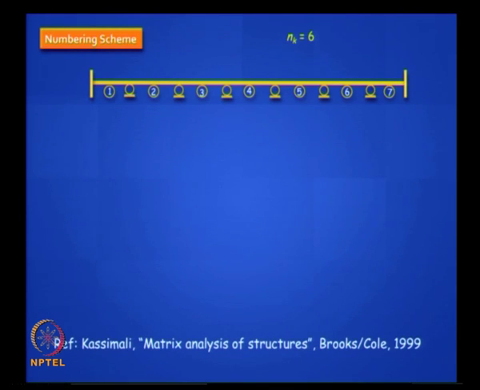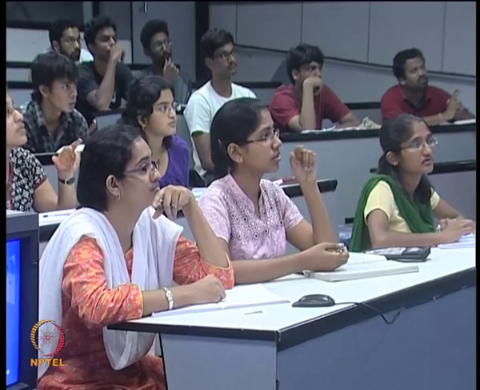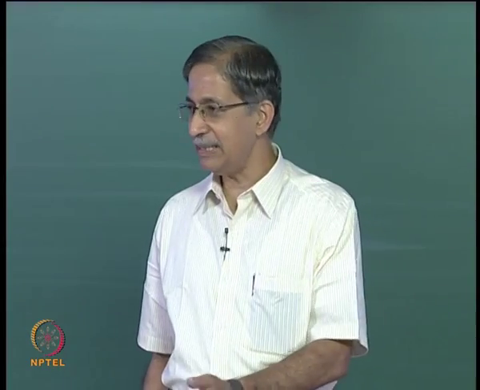Take a look at this. I am showing you 3 examples from a very good book by Qasim Ali, where he shows how we can do the numbering in an optimal way. Numbering of global coordinate system. Here I have shown you a continuous beam, a 7 span continuous beam, right? 1, 2, 3, 4, 5, 6, 7. How many degrees of freedom do we have? What is the degree of kinematic indeterminacy? 1, 2, 3, 4, 5, 6. You have 6 rotational degrees of freedom. I didn't write A, B, C, D, but they are there.